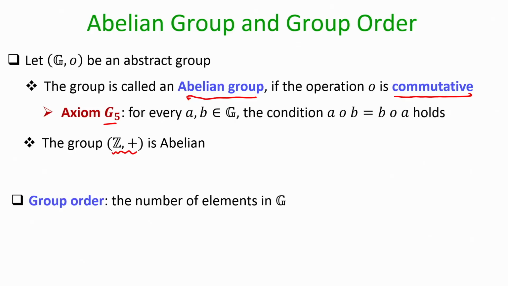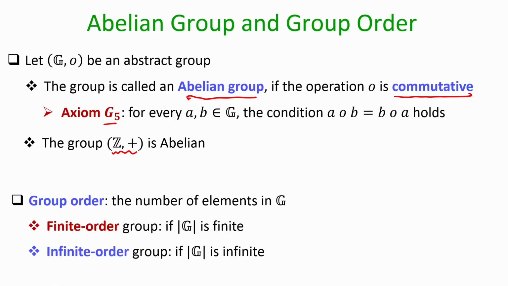Now, let us next define group order. The group order is basically the number of elements in the group G. Depending upon whether the number of elements is finite or infinite, namely whether the cardinality is finite or infinite, I will either get a finite order group or an infinite order group.